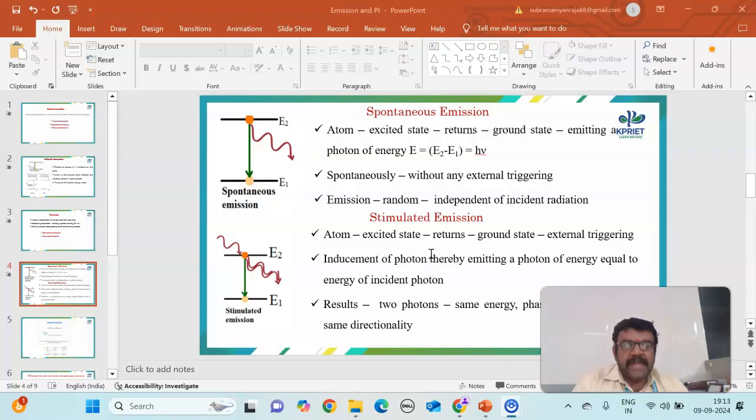Whereas in stimulated emission, atoms return from the excited state to the ground state by means of external triggering. The trigger happens externally, that is, the incidence of a photon, thereby emitting a photon of energy equal to the energy of the incident photon, which results in two photons having the same energy, phase, and direction as the incident photon. So this is called stimulated emission, as the stimulation takes place by means of external triggering in the excited state.